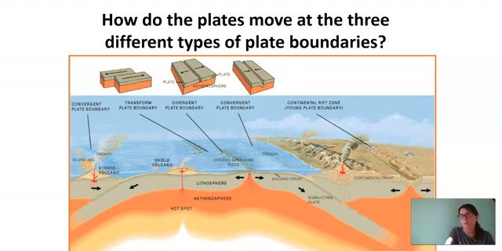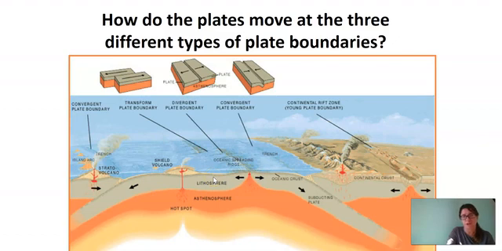Often you end up with subduction zones here if we're thinking about a continental plate and oceanic plate meeting. The oceanic plate is more dense, and so it will get pushed under the continental plate, causing a subduction zone along here.